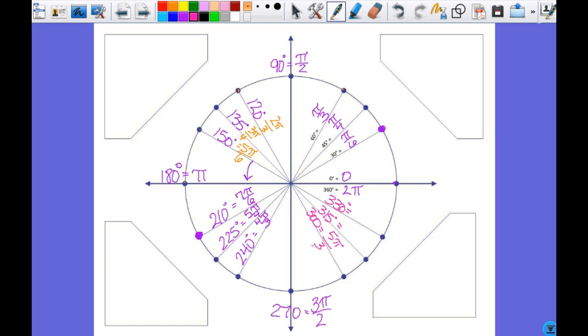315. 7 pi over 4, because it's 7 45s, right? And when you have the circle, you don't have to really think about the dividing. You can literally count, and it is 7, and it is 7 pi over 4. 330, 11 pi over 6.